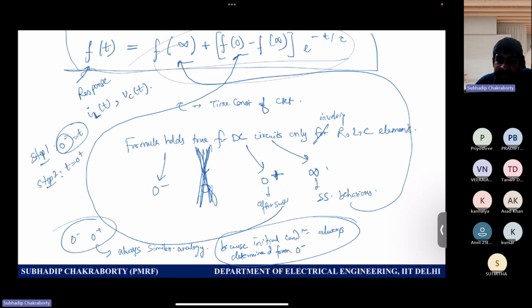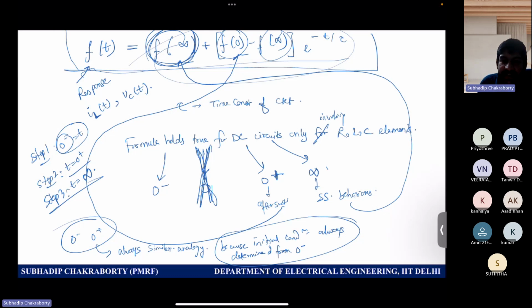What is the behavior? What is the circuit structure after connection? Because after the switch position is shifting, the circuit structure will change. So at 0 plus you need to see. Then step 3, t equal to infinity, the final steady state value. Because you need these values, f(0), f(infinity). So these are the 3 simple steps of the analytical method.